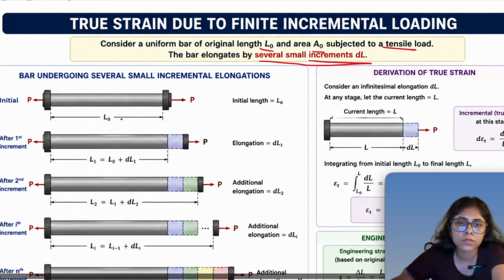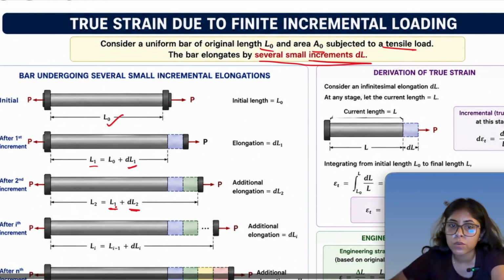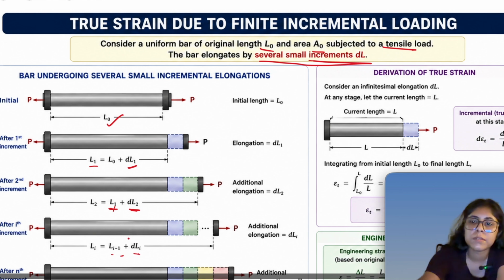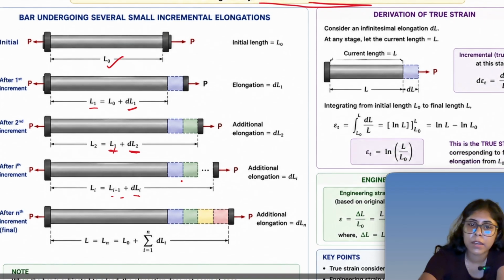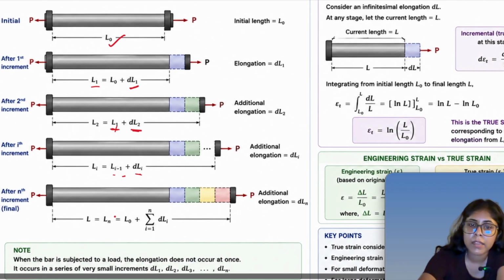So this was the original length L naught, and then it elongated with dL1. So L1 is this, and then this elongated with dL2, giving L1 plus dL2, and similarly up to Li minus 1 plus dLi. So this was the increment. After the nth step we can say the length is L naught plus the summation of all dLi, i equal to 1 to n.